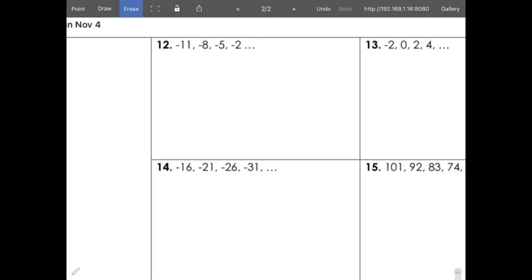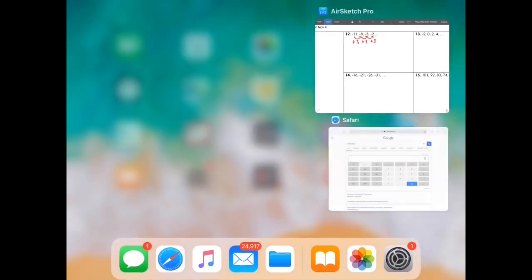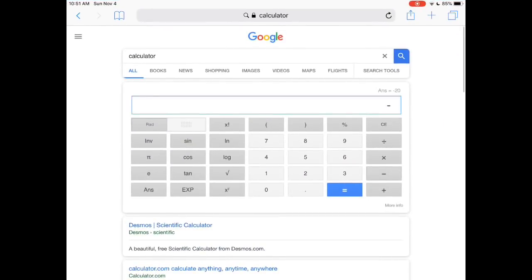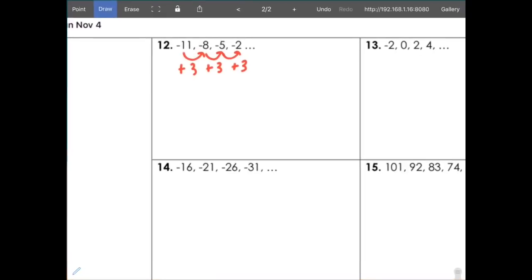Okay, so let's take a look at number 12. So here, what are we doing from negative 11 to negative 8? We're adding 3. If you're not sure, use your calculator. So negative 11, if you're like, I don't know how to get to 8, try it. Maybe if you thought, oh, I'm subtracting 3, then you're like, oh no, that's getting bigger, right? So negative 11, okay, let's try adding 3. Okay, that's negative 8.